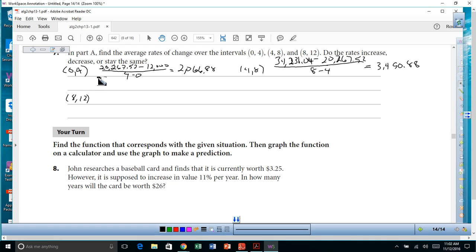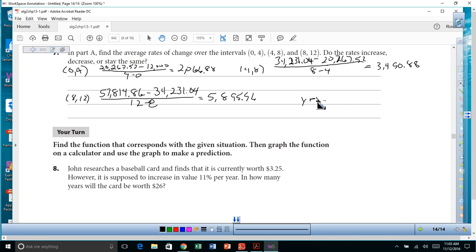And then the last one was the interval 8, 12. And I did the exact same thing. And for 12, I got 57,814.86 minus 34,231.04. And then that's going to be 12 minus 8. And again, put it in my calculator, I got $5,895.96.